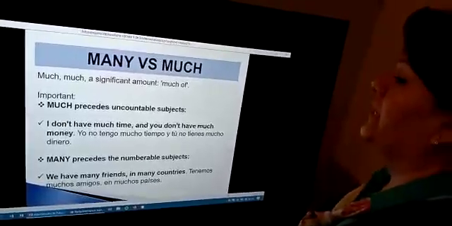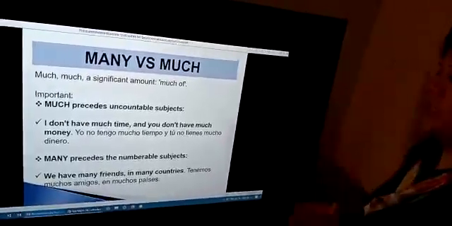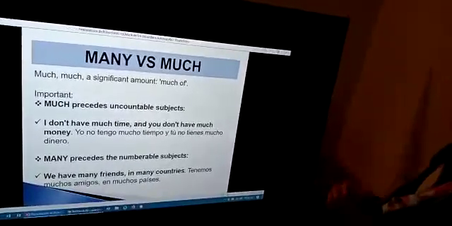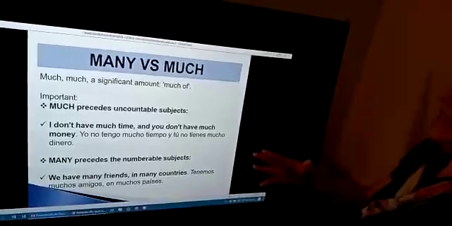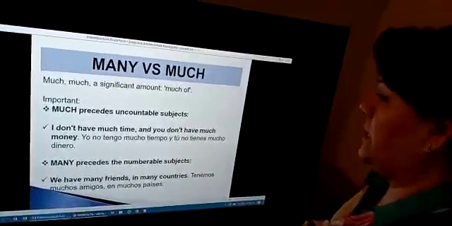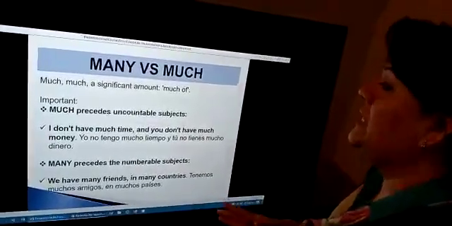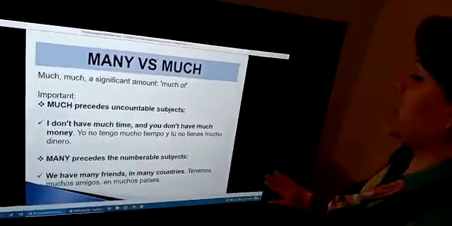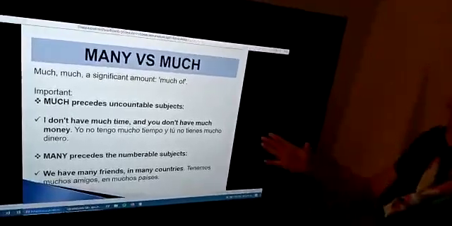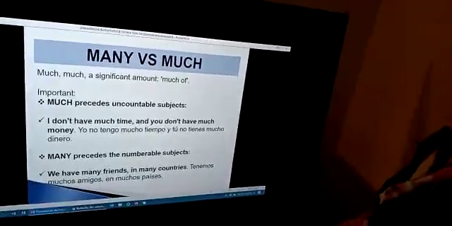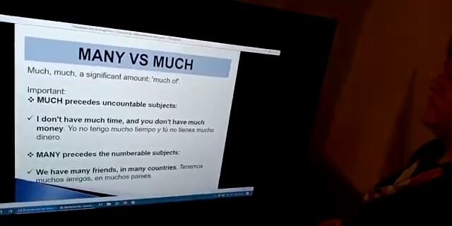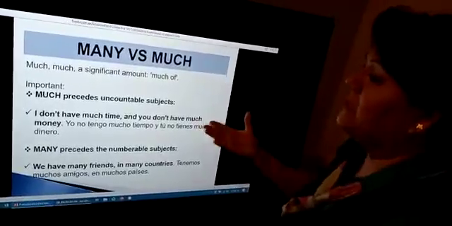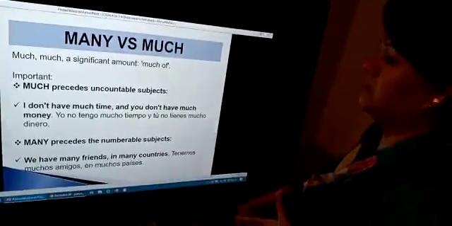Look at the examples. I don't have much time. And you don't have much money. Look at right here the two examples in English. Number one, I don't have much time. And you don't have much money. Look at what it says in Spanish. Yo no tengo mucho tiempo. Y tú no tienes mucho dinero. Okay? This is much, with an uncountable subject.